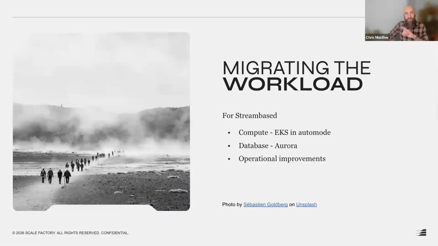In terms of stream-based, Mike's already touched on this a little bit. The migration was actually relatively simple. So the workload today runs on Amazon EKS, which was almost a direct translation of what they'd done in GKS. The difference here was that we actually worked with them and made the decision to run EKS in auto mode. And again, this was about the operation of the workload. The Stream-based team weren't necessarily interested in managing Kubernetes up and down the stack.